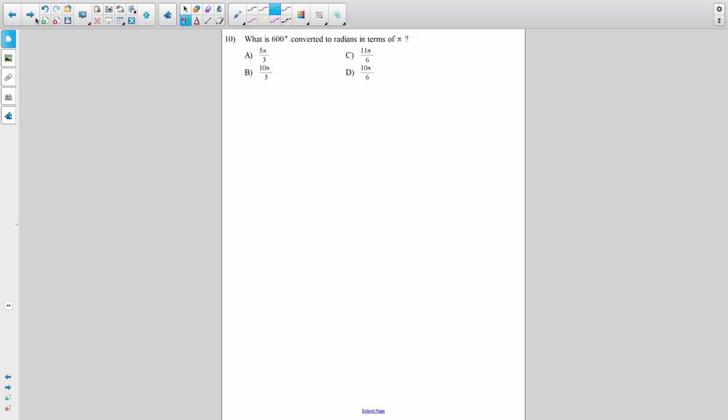Okay, I have 600 degrees, and I want to write it into radians in terms of pi. Very cool. So just remember this. When you want to go from degrees to radians, put the pi on top.